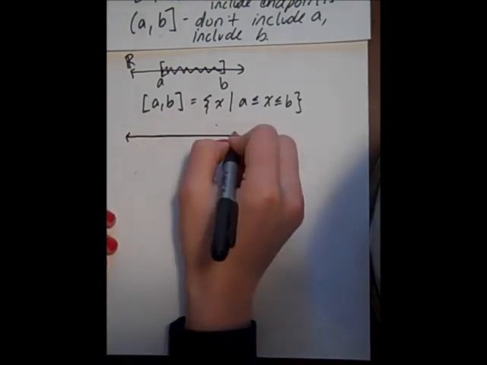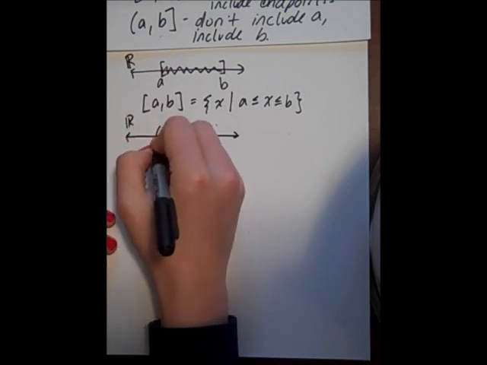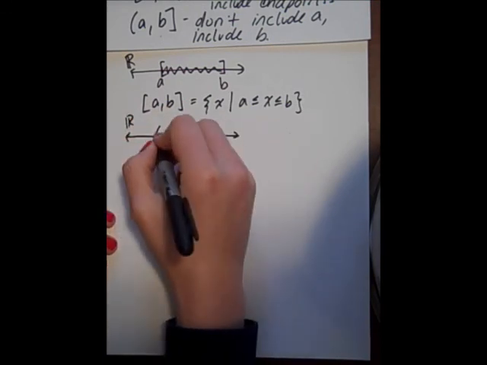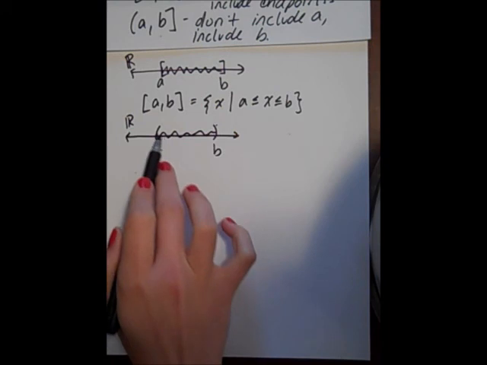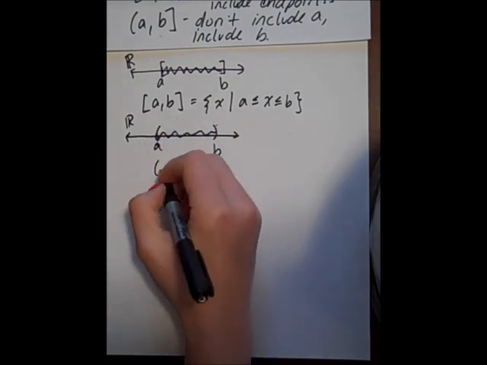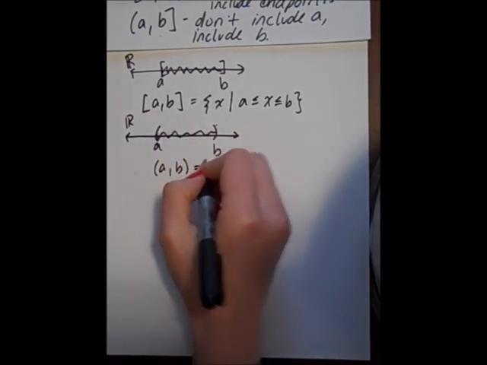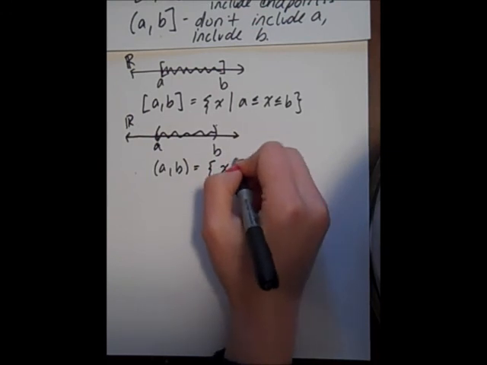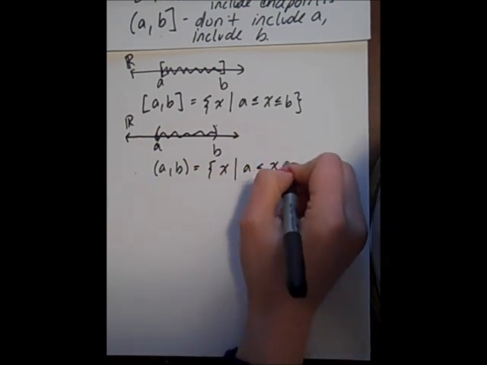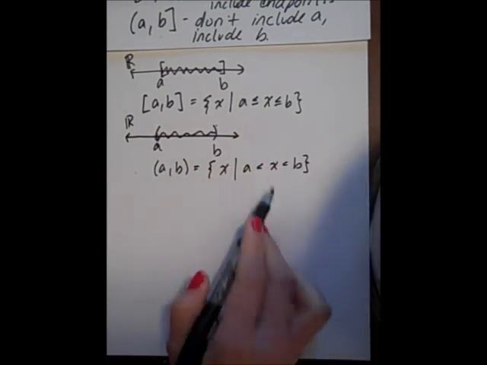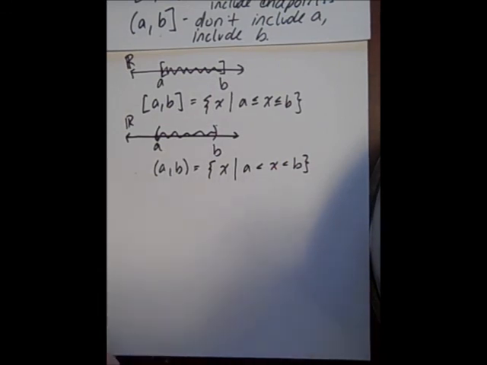If I look at my open intervals, it means everything between the two, but don't include the endpoints. So the interval from A to B is all x such that x is between A and B, but don't include the two. So I don't have less than or equal to, I just have less than.